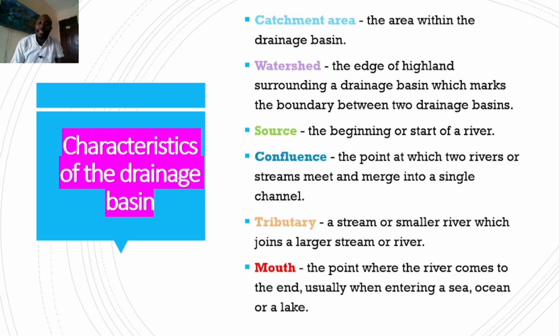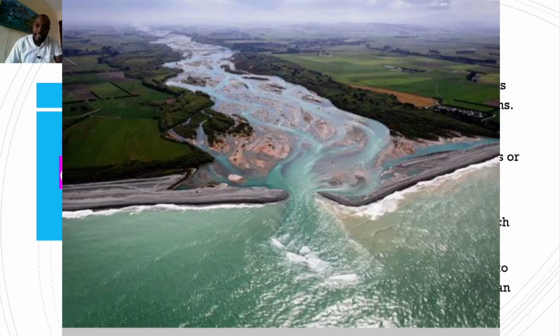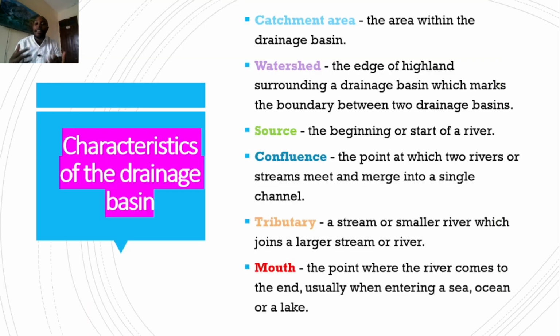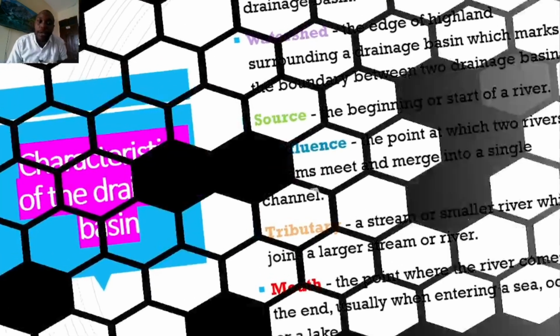Now the mouth that I've just been talking about is the point where the river comes to an end, usually when entering another water body. For example, we can talk about a sea, an ocean, or a lake. Understood? Okay, so those are the characteristics of the drainage basin that you just need to know. Have them at your fingertips for you to understand this.